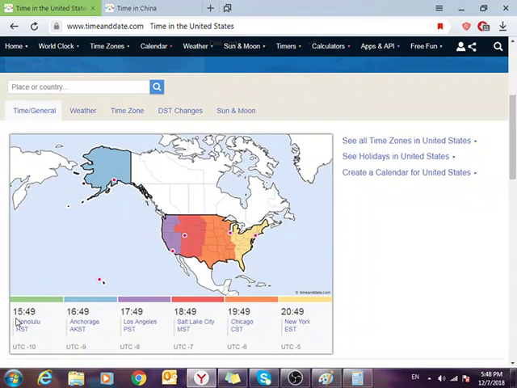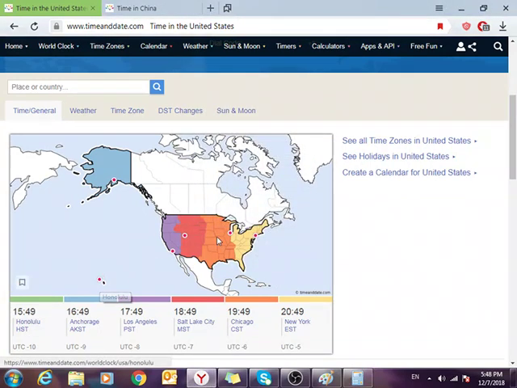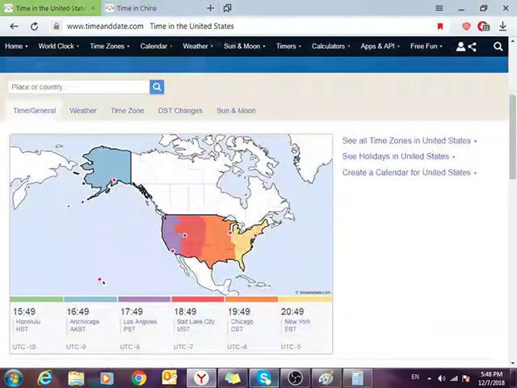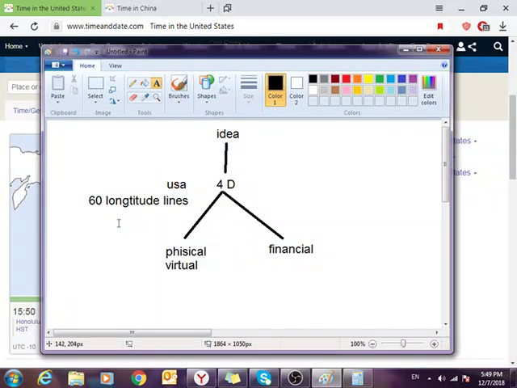Okay, and we see here there's 5 hours. If you multiply 5 hours by 60 minutes and divide that by 5 minutes, we will see there's 60 lines between this point and this point. There are 60 longitude lines for the USA, from Honolulu, Hawaii, until New York. 5 hours.